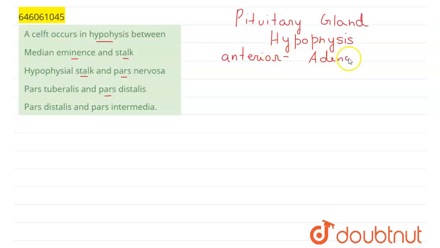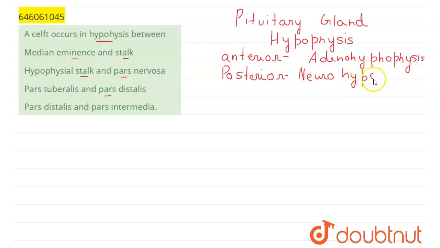adenohypophysis. Okay, so this is the anterior lobe of the pituitary gland, and the posterior lobe is known as neurohypophysis. Neurohypophysis is the name of the posterior lobe of the pituitary gland.